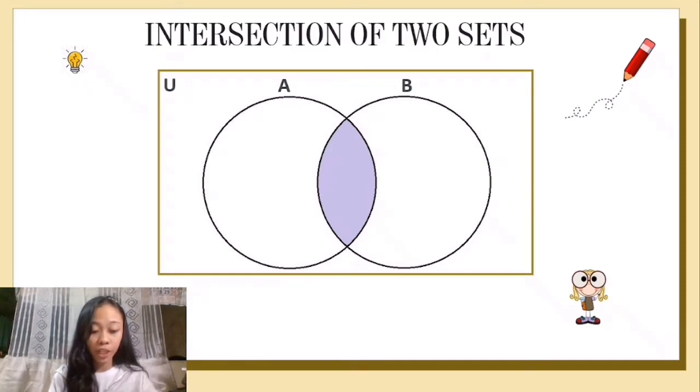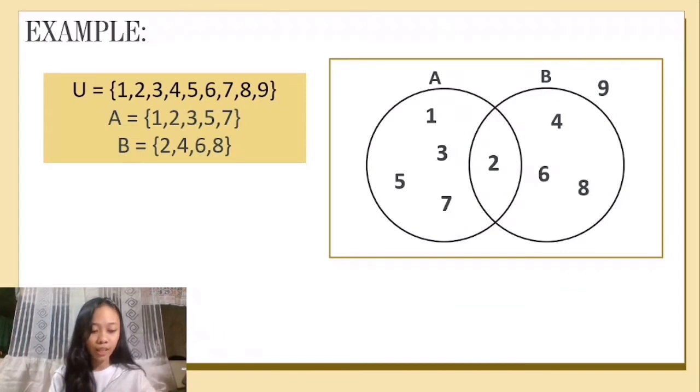So again, to represent the intersection, we will use the symbol inverted U, to represent na yun yung intersection of set A and set B. So let's have an example.